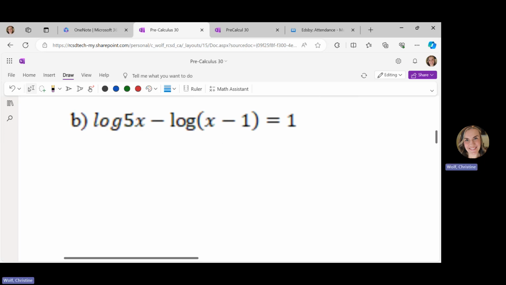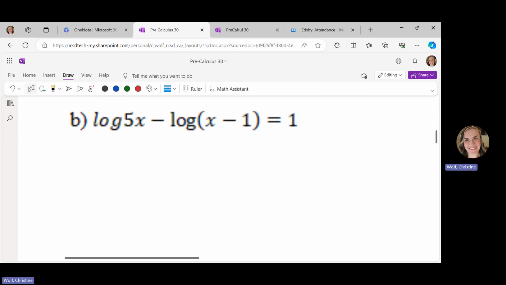Okay. Next type of question. This is totally different. Here we have all base 10s. We have log base 10 of 5x, minus the log of a bracket, x minus 1, and all of that is equal to 1. So this is not like the first one. We don't have just something equaling something. It's not that simple. We have to do something else.